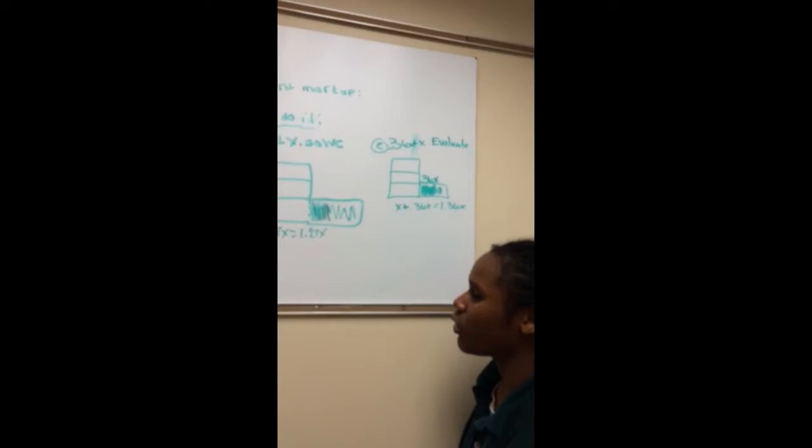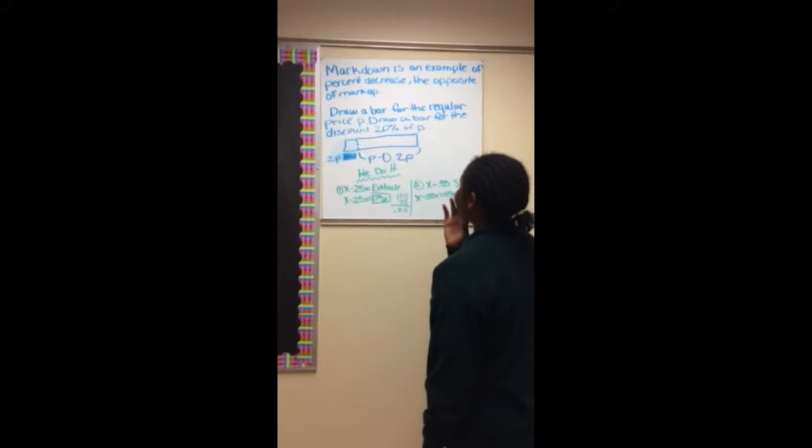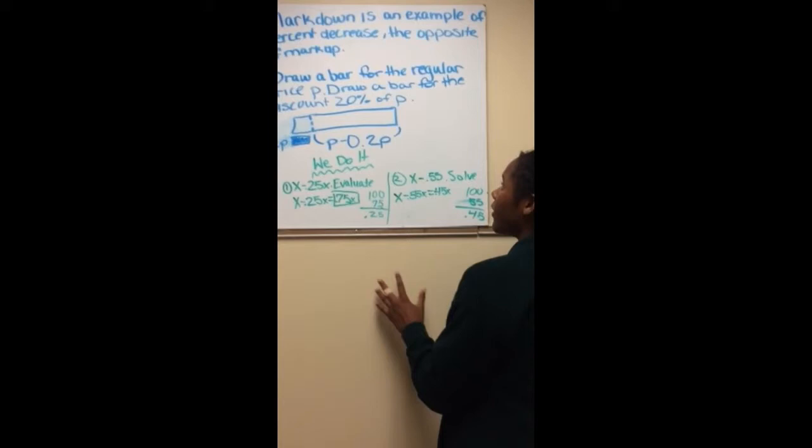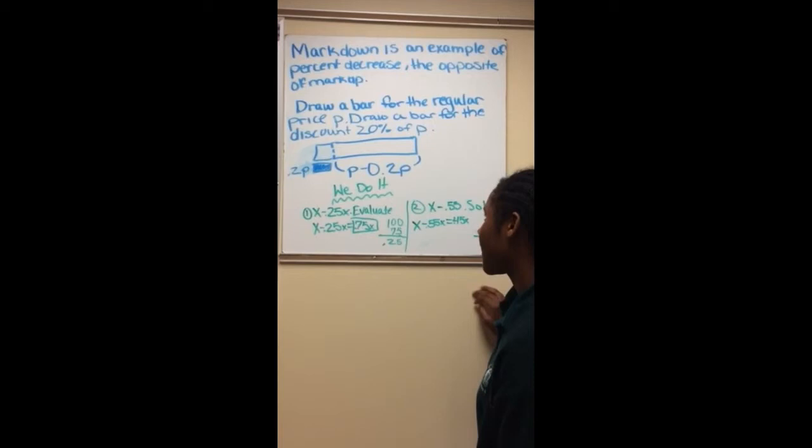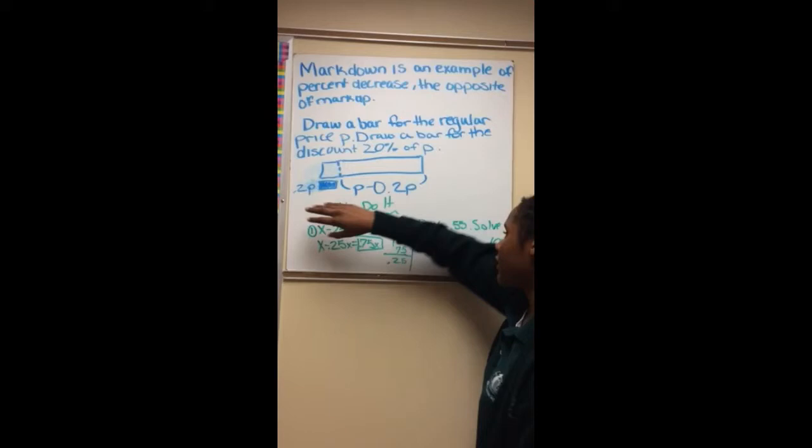Markdown is an example of percent decrease, the opposite of markup. Draw a bar for the regular price P. Draw a bar for the discount, 20% of P. Now, this bar right here is the total price. And this bar right here is the retail price, 0.20P.